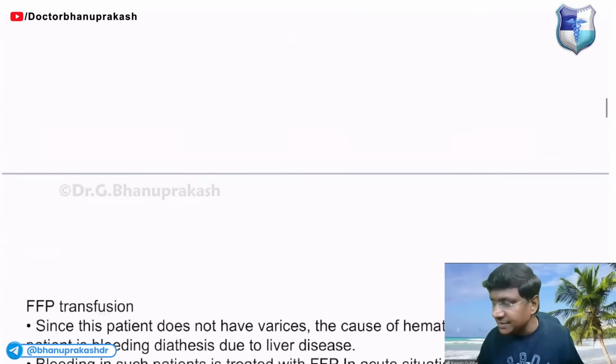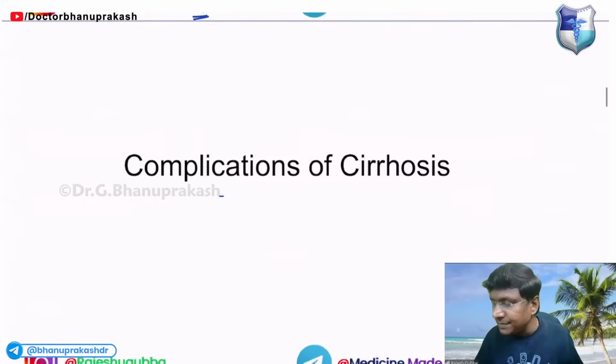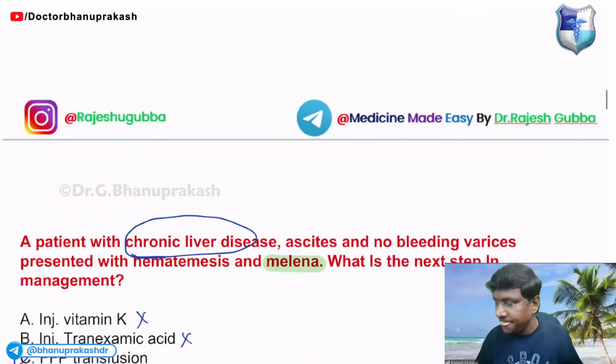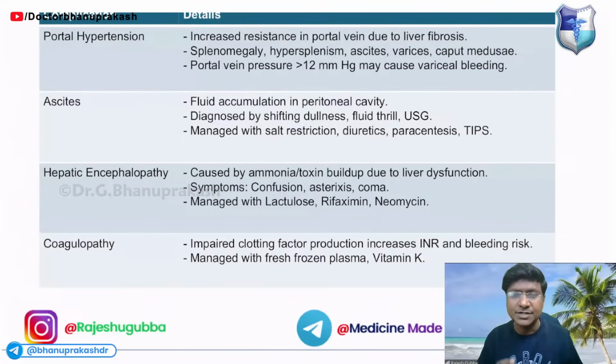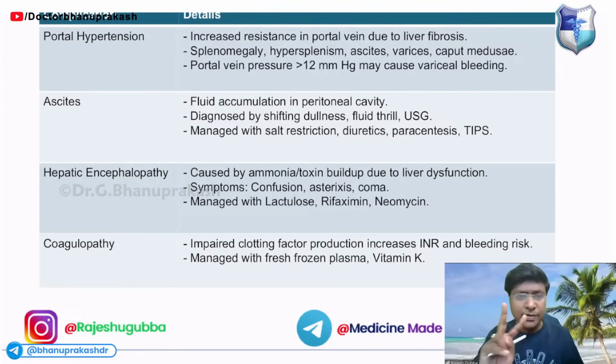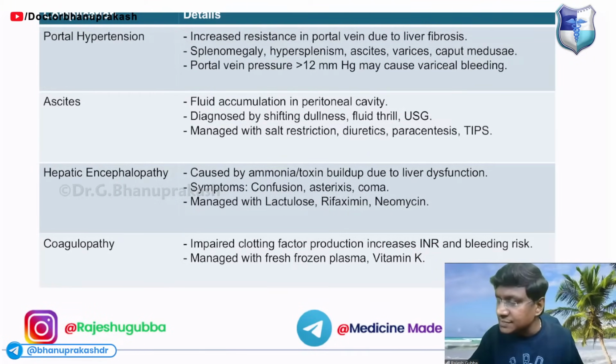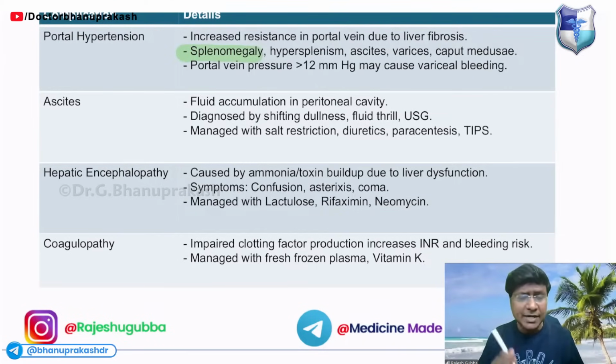Now I'll be discussing in detail the complications of cirrhosis. Right? So the first important complication is portal hypertension. There are two short questions that are sure to be asked on portal hypertension. One important is splenomegaly. What is the earliest finding in patients with portal hypertension? That will be splenomegaly. That will be the first thing.